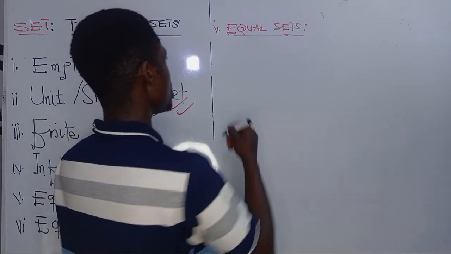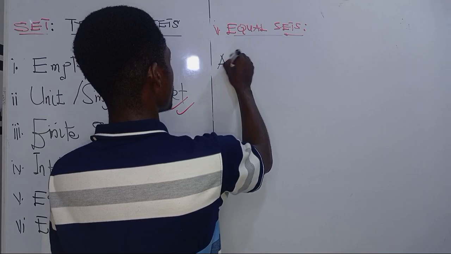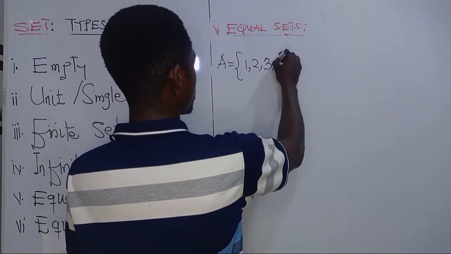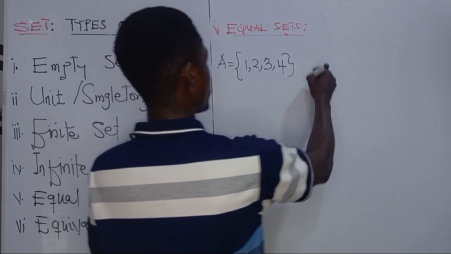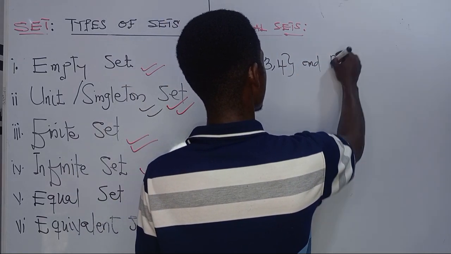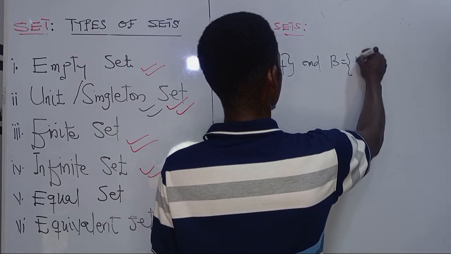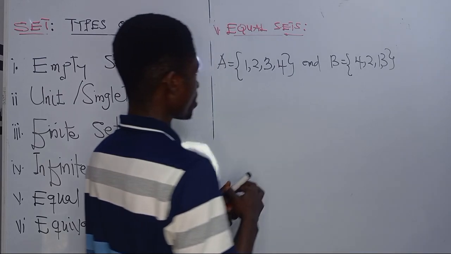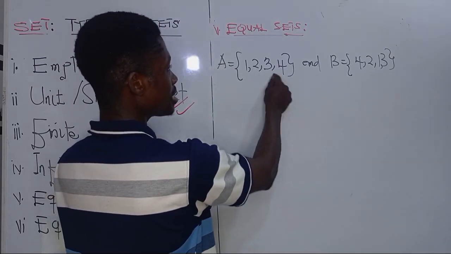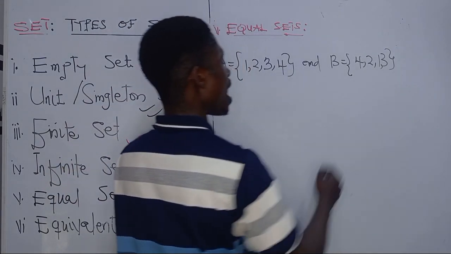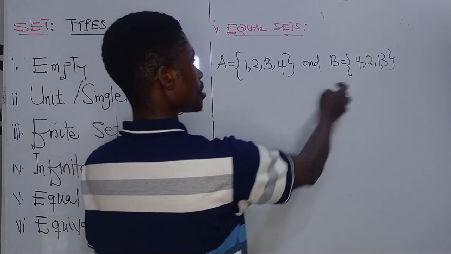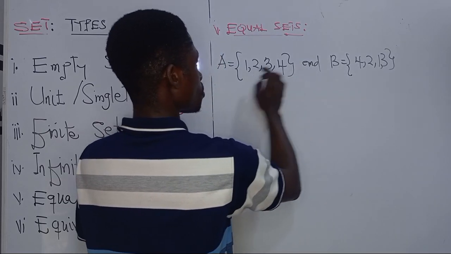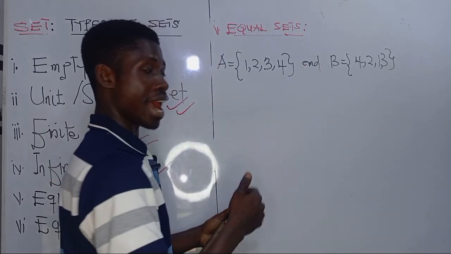An example is, let's take it that you have set A, which contains the elements 1, 2, 3, and then 4. And then we have another set B, which contains the elements 4, 2, 1, and then 3. Now realize that the elements in set A and set B are identical because we have 1, 2, 3, 4 in both. So the elements in these two sets are identical.